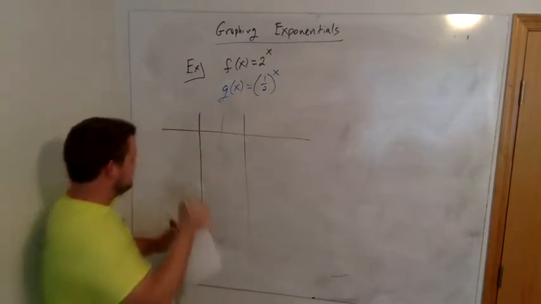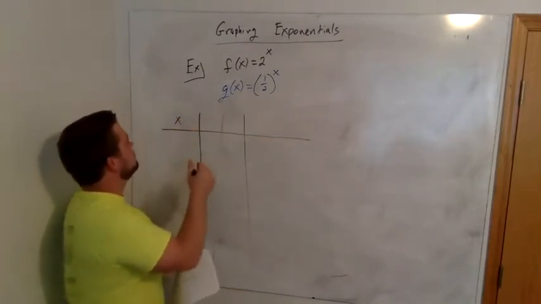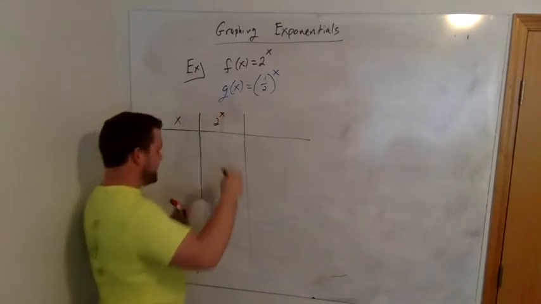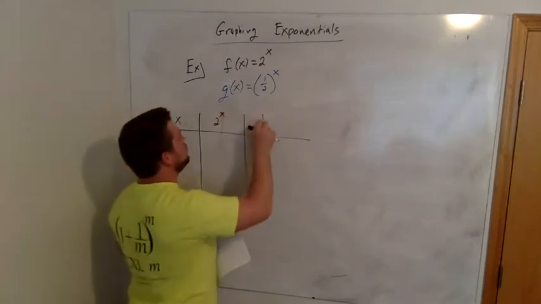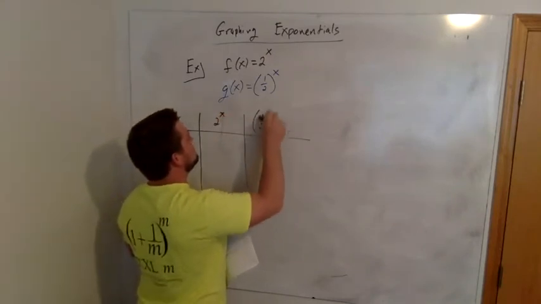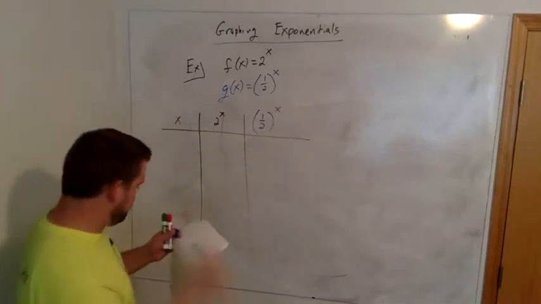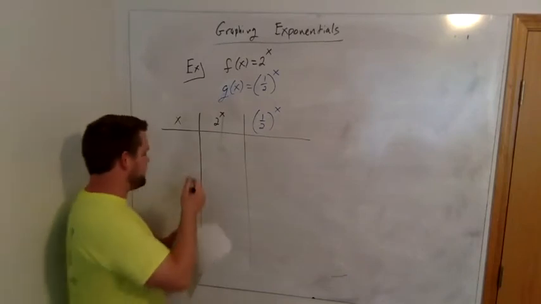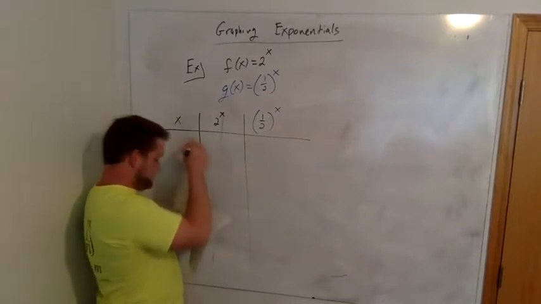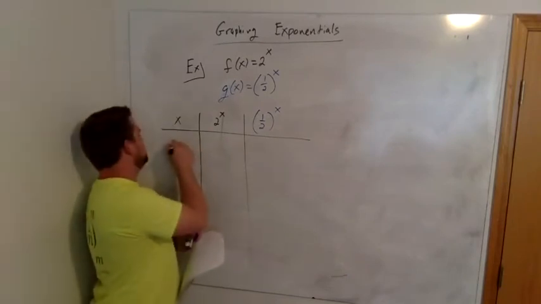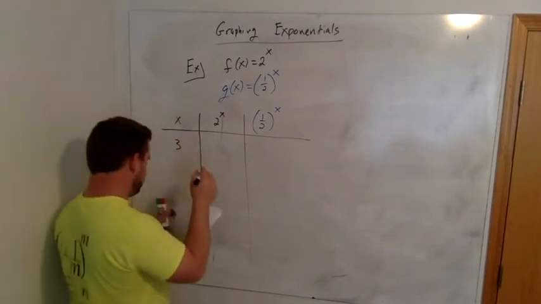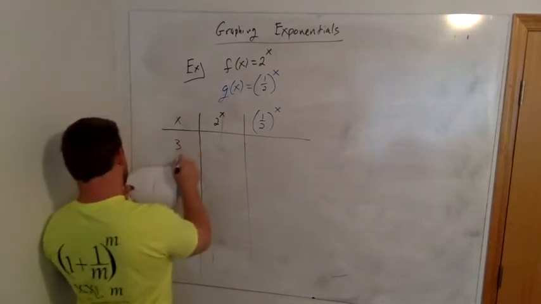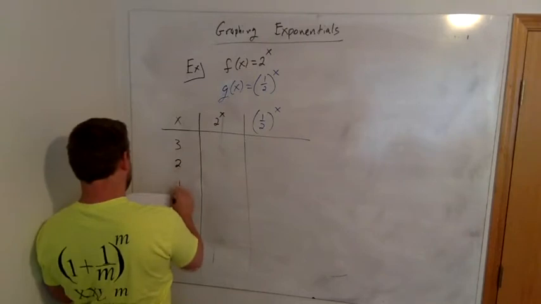Okay, so here are some x values. Let's figure out what 2 to the x would look like. And we'll also figure out what 1/2 to the x looks like. Okay, so let's first start by plugging in positive numbers. Those are the easiest ones to think about. So let's plug in 3, 2, 1, and 0.